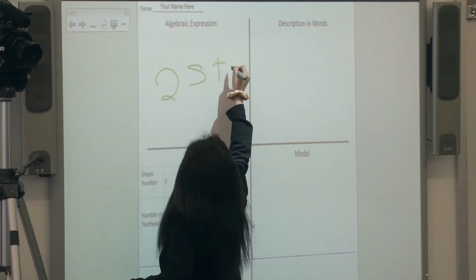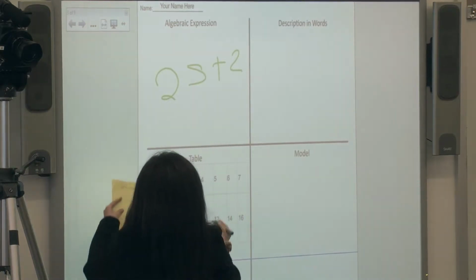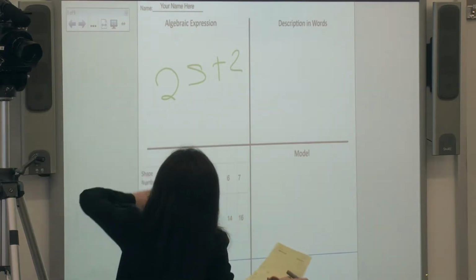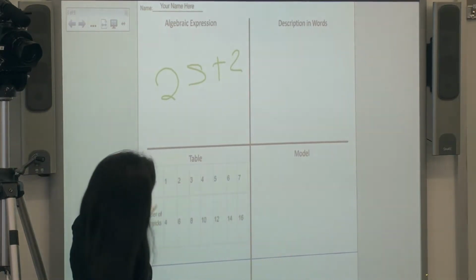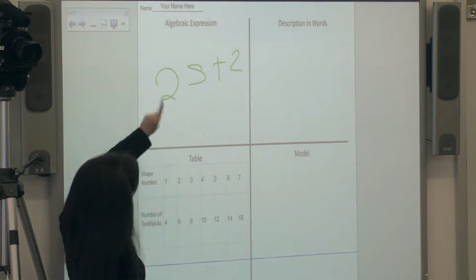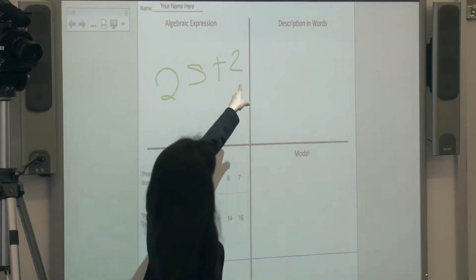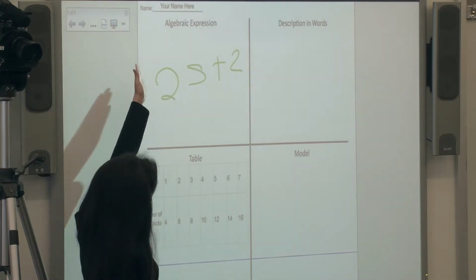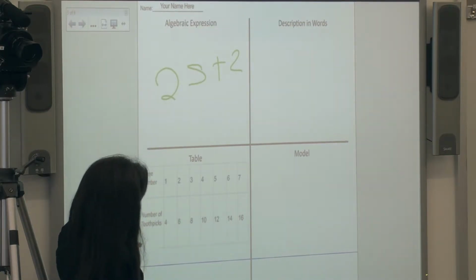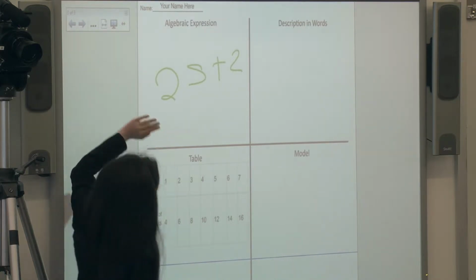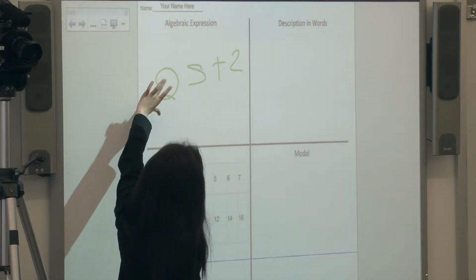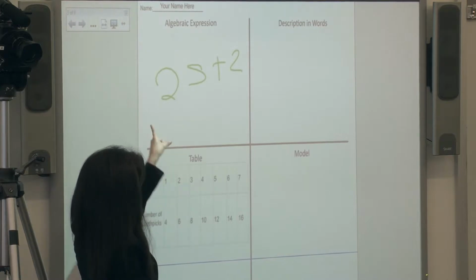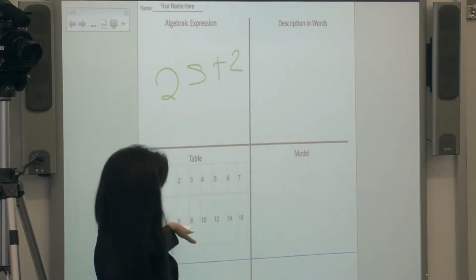So my algebraic expression is 2s plus 2. And I got this because of the shape number, as seen on the table. We have shape number 1, and then 1 times 2 equals 2, and then add 2, we get 4, which is the total number of toothpicks. So that's how the algebraic expression relates to the table. Another example: 2 times the shape number 2 equals 4, and then add 2 equals 6.